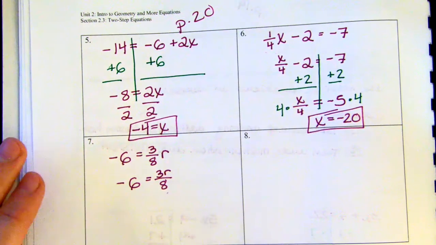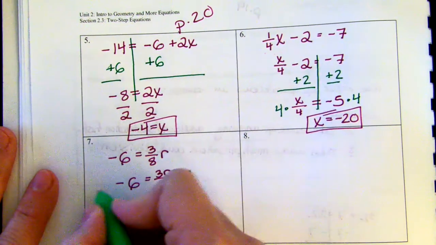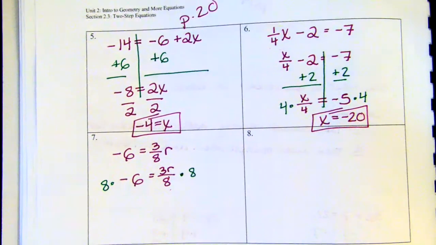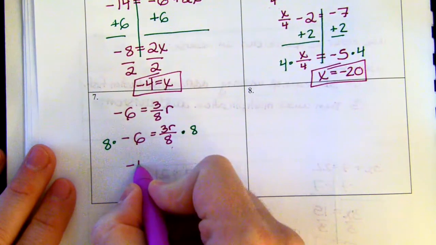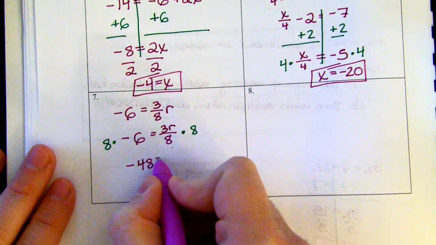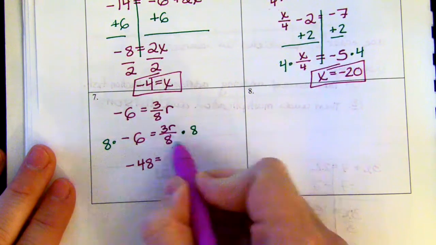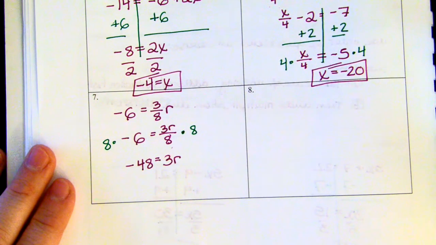I'm going to multiply both sides by 8. I'm going to say times 8, times 8. 8 times negative 6 will give me negative 48 equals, and the whole point of this times 8 thing was it made the divide by 8 cancel. So I get negative 48 equals 3r.